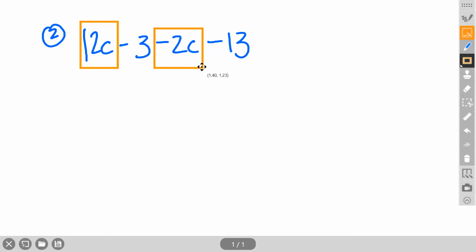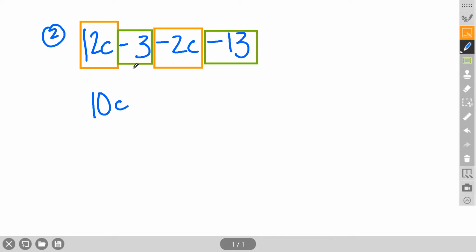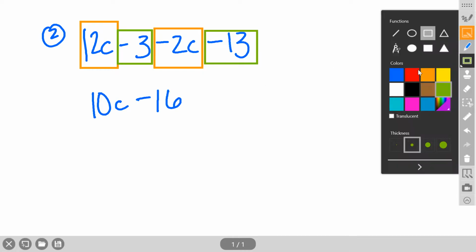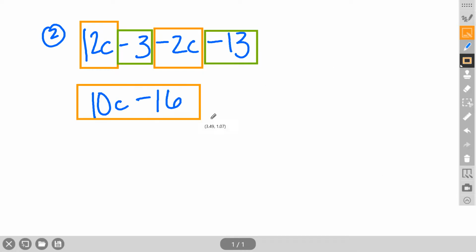So we got 12c and negative 2c. These are c terms. So 12c, negative 2c, so 12 minus 2 is 10, and it's still a c term. So those two combine to create that. Next we have negative 3 and negative 13. Those are constant terms. We just add those. Negative 3 minus 13 is negative 16. So this represents our simplified expression. Okay, there's no like terms anymore, and there's no parentheses.